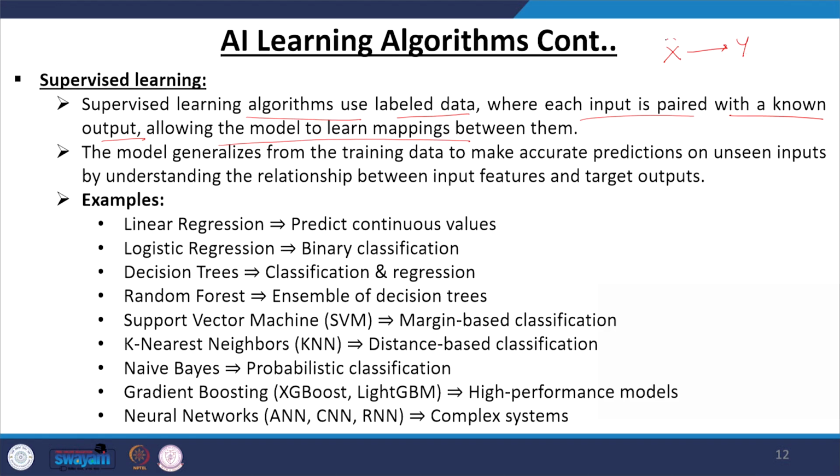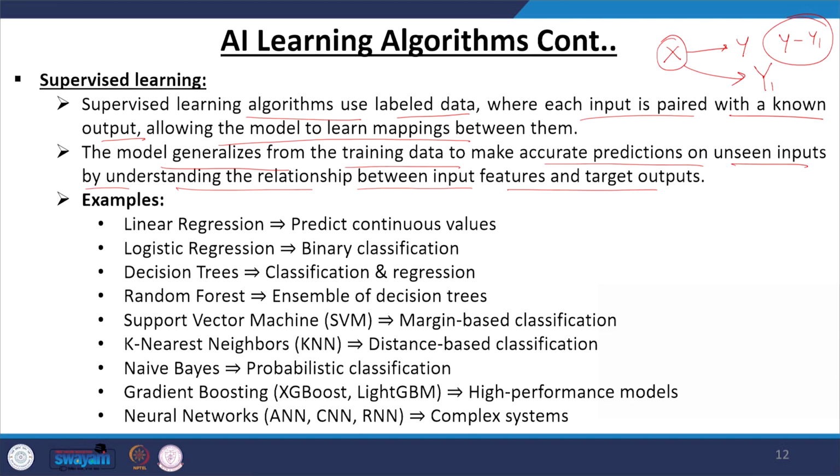That means when it is training with the X and it is not getting Y, or let us say it is getting Y1, then this Y minus Y1 it will calculate, and that is the loss function or error for it. Then that error will be fed back to the model to learn or to train it properly. So, the model generalizes from the training data to make accurate predictions on unseen input by understanding the relationship between the input features and the targeted output.